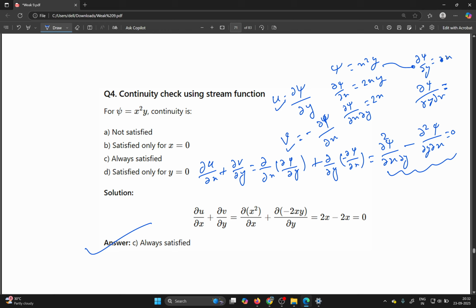Here is not x square, because the function is x square y. So when you differentiate with respect to y, y is converted to 1 and x square remains here. And again when you differentiate you will get 2x. So now you need to put here 2x minus 2x. So again you come up with the same thing, equal to 0. So this is also the procedure for calculating your continuity check for a stream function.